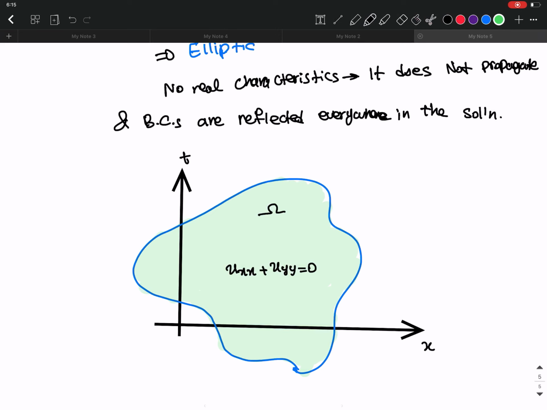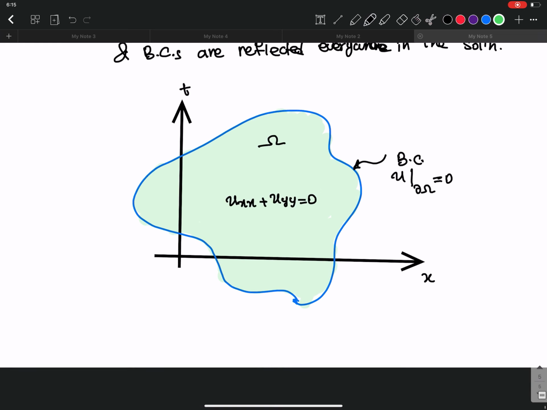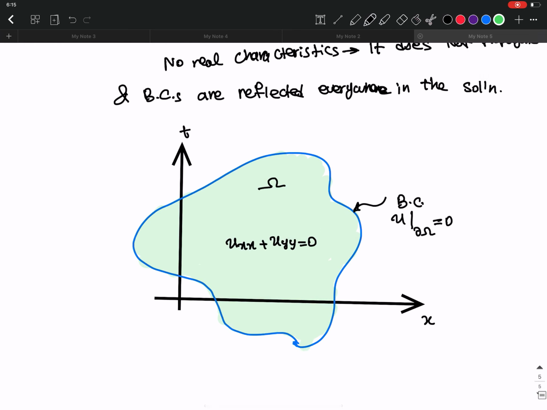So let me show it here. If this is your boundary, say any boundary condition, then you can define a condition over that boundary. For example, you can say u over the perimeter of this boundary that I define should be 0. So this can be a boundary condition that you define, and then you can solve this equation based on that boundary condition that you defined.